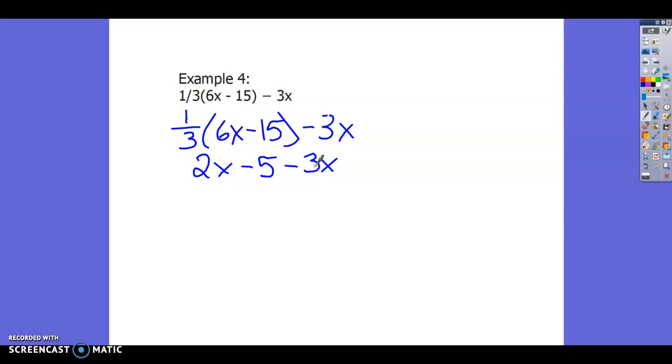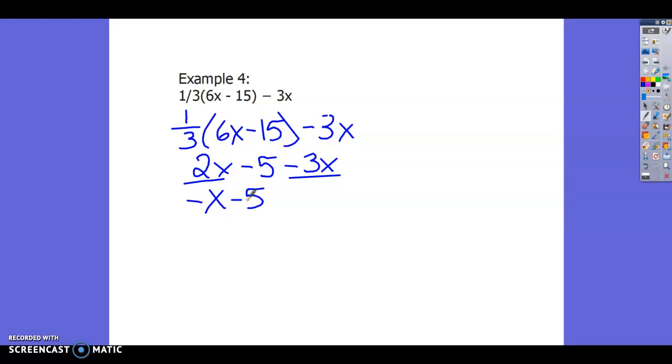All right, if you need to, take your calculator and multiply 1/3 times 6x, but again, if you just look at it, it's the same as 6x divided by 3, because this would be multiplied on top and then divided by what's on the bottom. So 6x divided by 3 is 2x. 15 divided by 3 is negative 5. All right, 2x plus negative 3x is going to be a negative x, and then bring down your negative 5. So again, we're doing distributive property, and we're combining like terms in order to simplify these expressions.